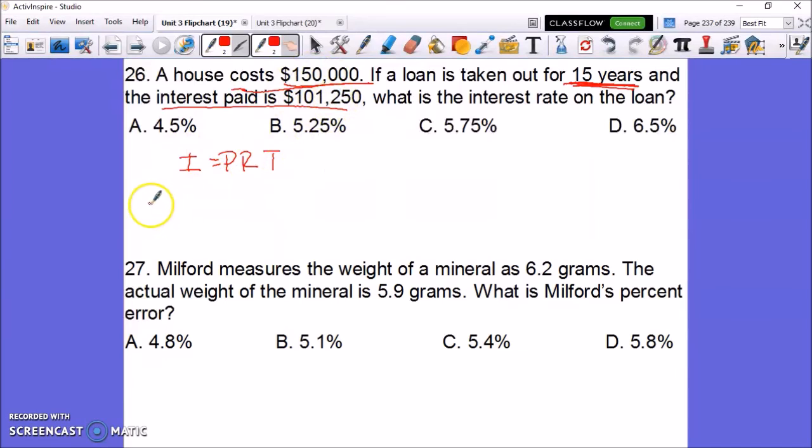We're going to fill it in where it's supposed to go. So interest paid is first, so that's $101,250. And then our principal is $150,000, and we're going to multiply that times the rate. But we don't know the rate, so we're going to put R. And then years is going to be 15. So now you have to isolate the variable.